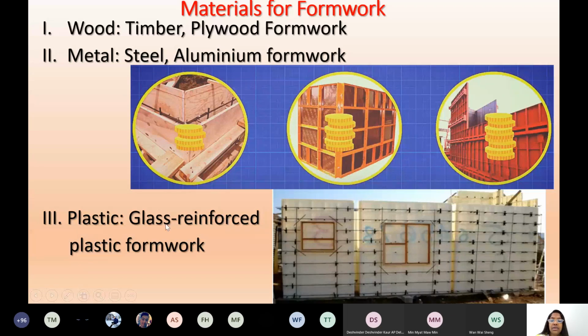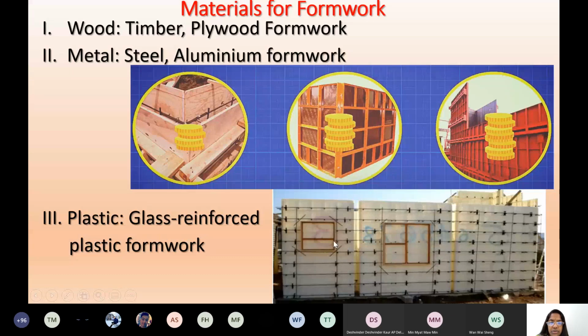Plastic. Okay, there are a number of materials nowadays. I will show one of the videos at the end of this material section. You will really appreciate how advanced we are in using materials. Plastic, glass reinforced plastic formwork. It's not steel reinforced. They put the glass fibers inside the plastic formwork to attain strength.